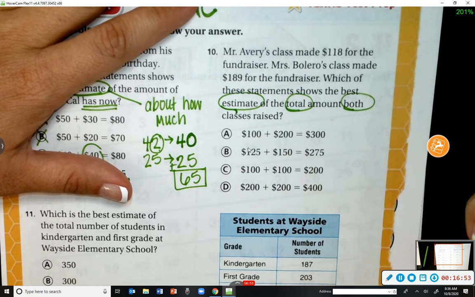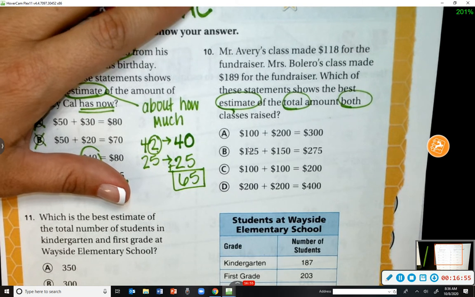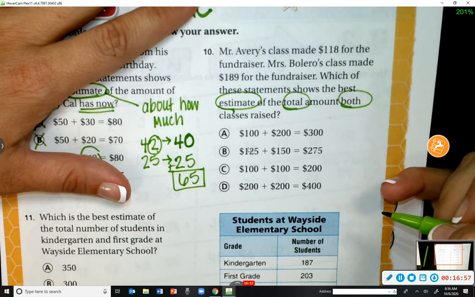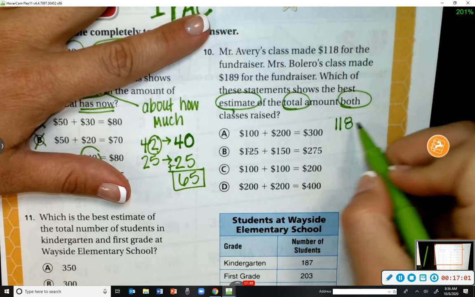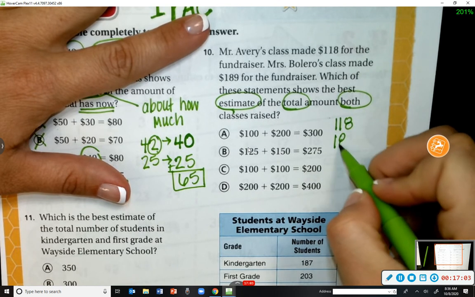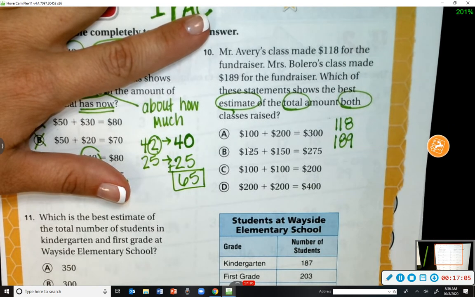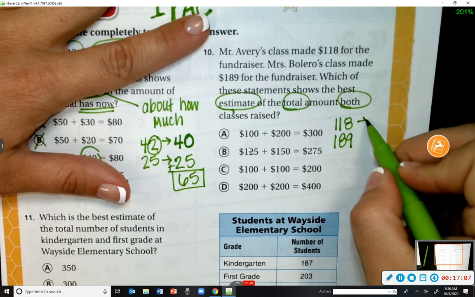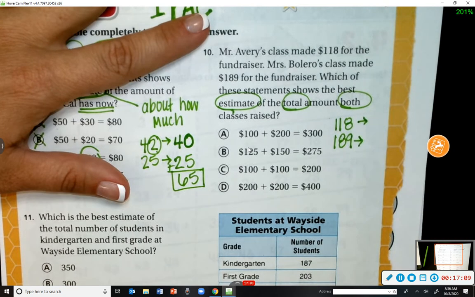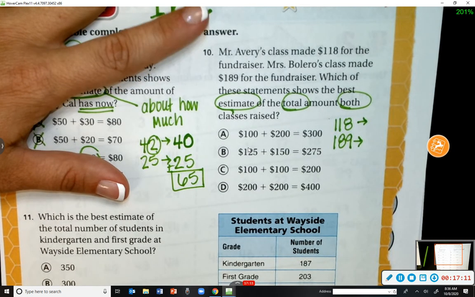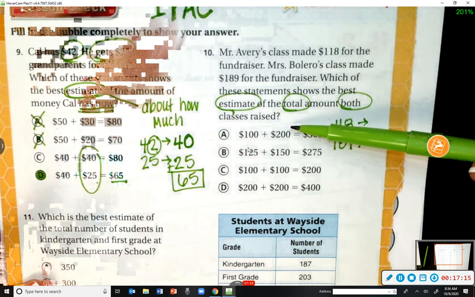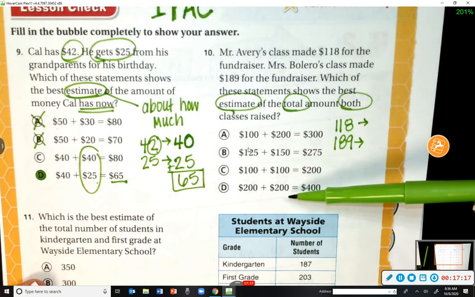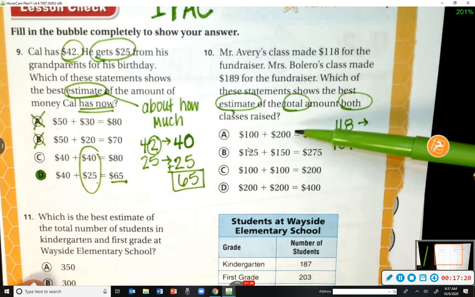Both is also a keyword because that means you're going to add. Okay? But we don't want to just add the real numbers. We want to add the estimated numbers. So I'm going to write these over to the side and we're going to estimate. Okay? Now, I'm going to look real quickly over at my answer choices before I begin estimating.